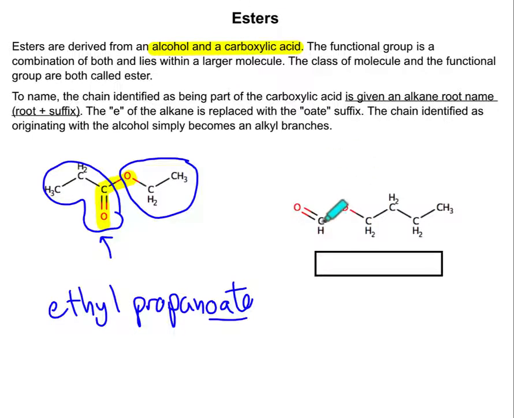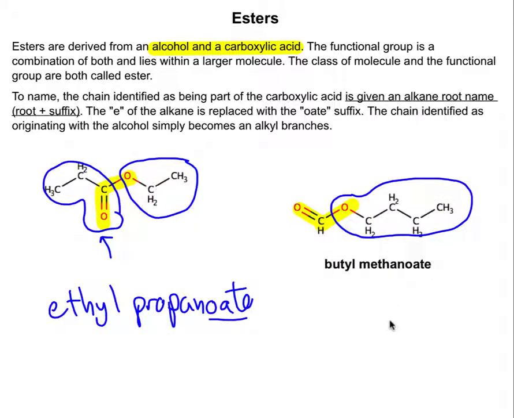Second example, there's my C double bond O. That's the carboxylic acid that started it all. Here's the oxygen. So there's my ester group. This must have been an alcohol. So in terms of the names, that's going to be a methanoate because it's a 1-carbon carboxylic acid with a butanol, so butyl methanoate.